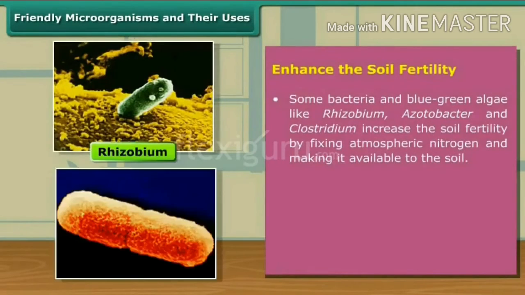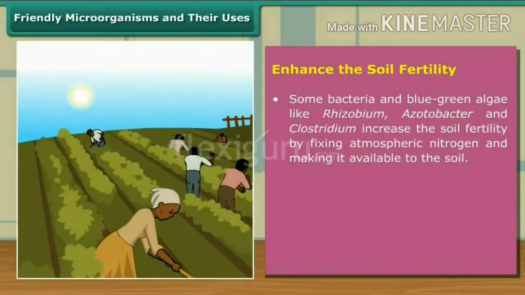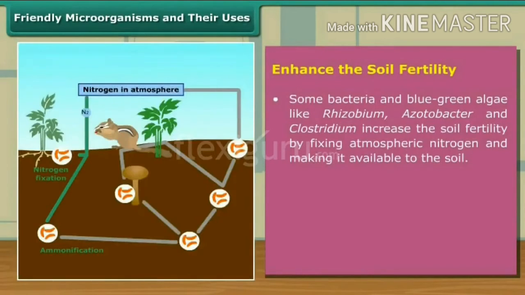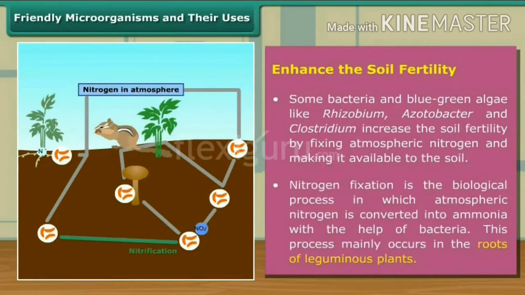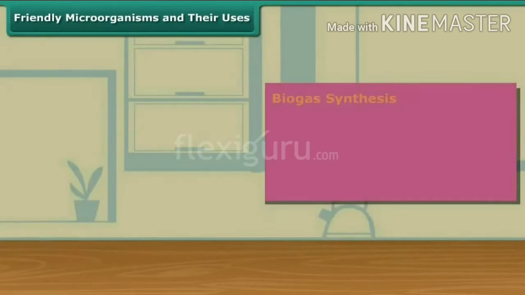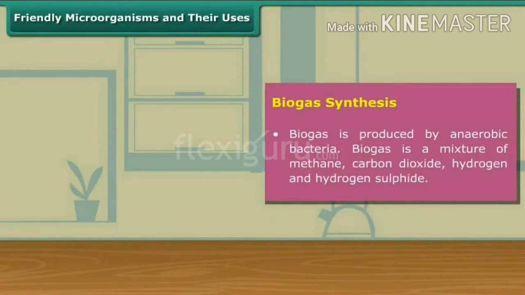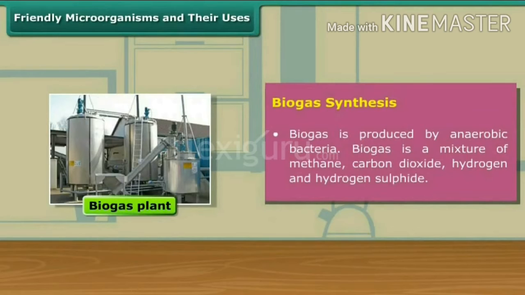Some bacteria and blue-green algae increase soil fertility by the atmospheric nitrogen fixation process. Nitrogen fixation is the biological process in which atmospheric nitrogen is converted into ammonia. There are other friendly anaerobic bacteria that are used in the synthesis of biogas. Biogas is a mixture of methane, carbon dioxide, hydrogen and hydrogen sulfide.